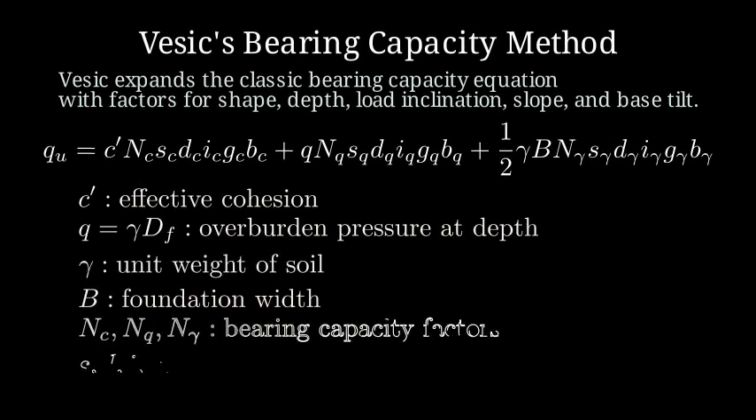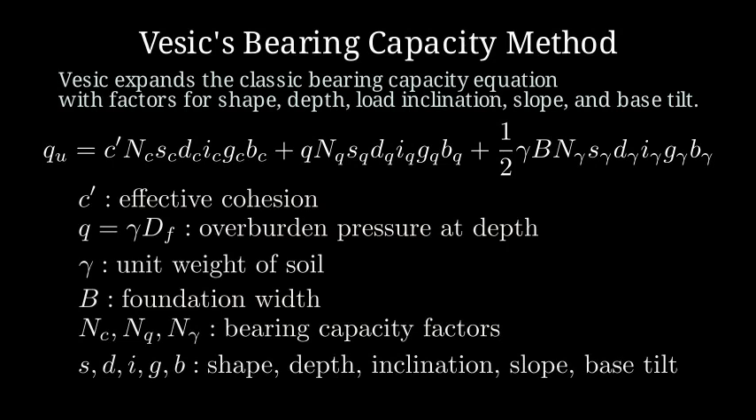Let's define the parameters appearing in that equation. C' is the effective cohesion. Q is the vertical stress at the foundation level, and gamma is the soil unit weight. B is the footing width, and N sub C, N sub Q, and N sub gamma are the basic bearing capacity factors. The letters S, D, I, G, B are all correction factors for shape, depth, inclination, slope, and base tilt respectively.